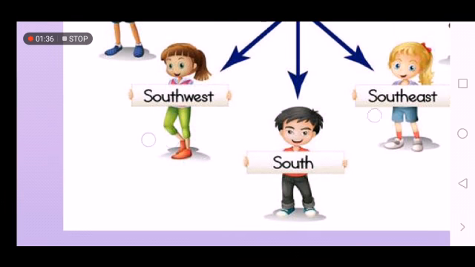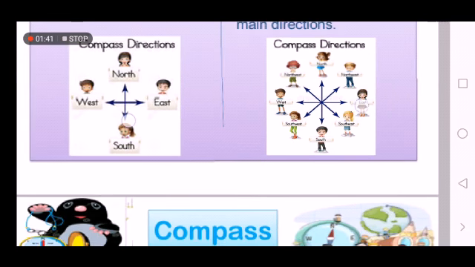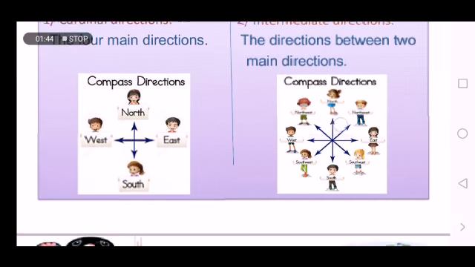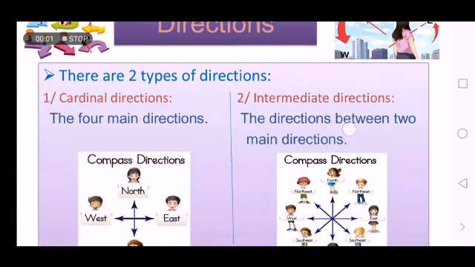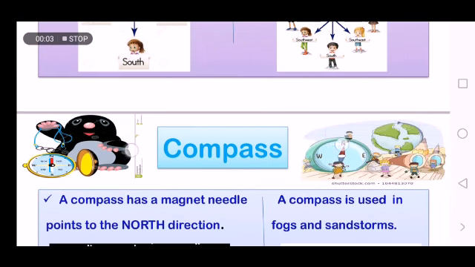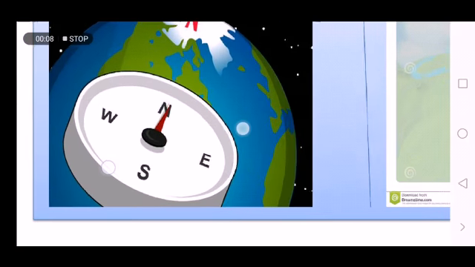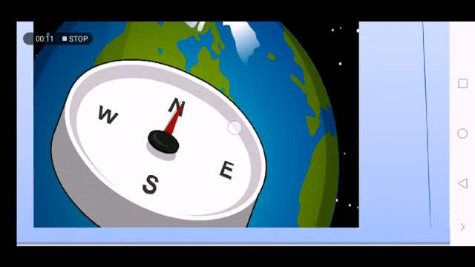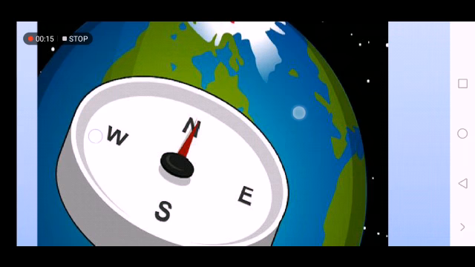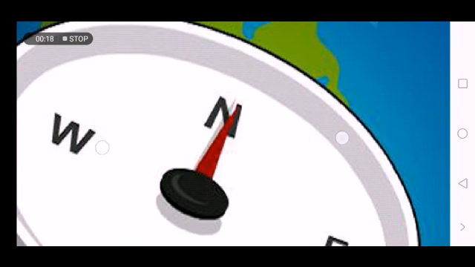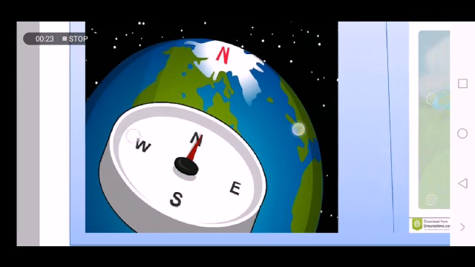So, intermediate directions are the directions that come in the middle between two main directions, and cardinal directions are the four main directions. To know the directions, people use a compass. Compass. It looks like a watch, as you can see here, and it has a magnet needle that points to the north direction. You can see this red needle that points to the north direction, and in the globe it points also to the North Pole.